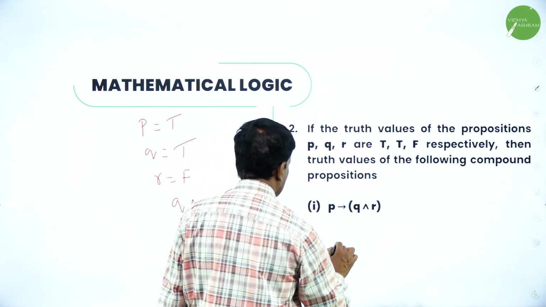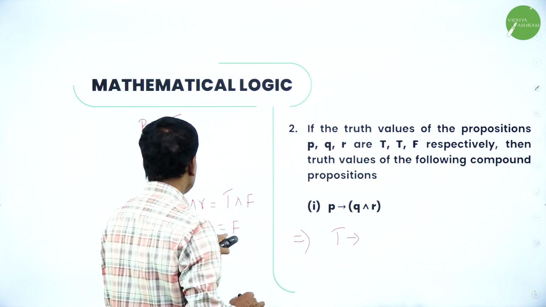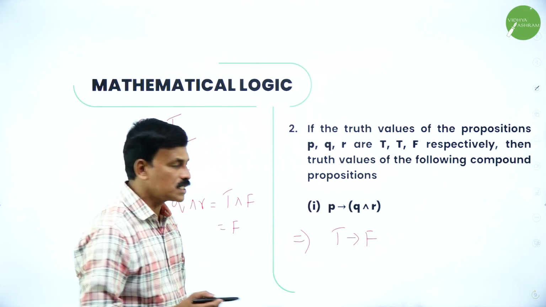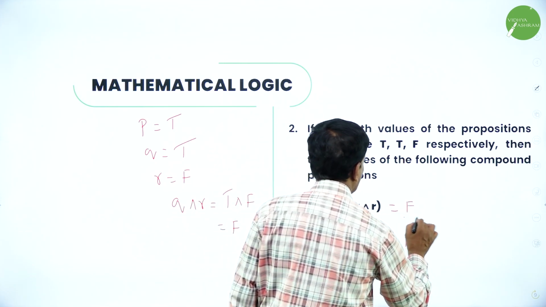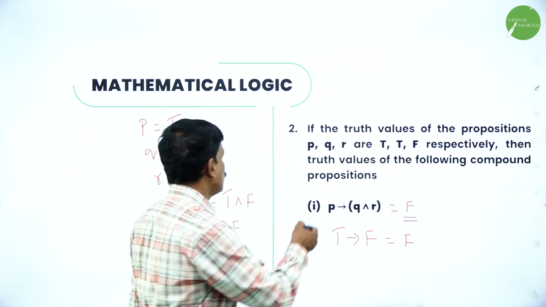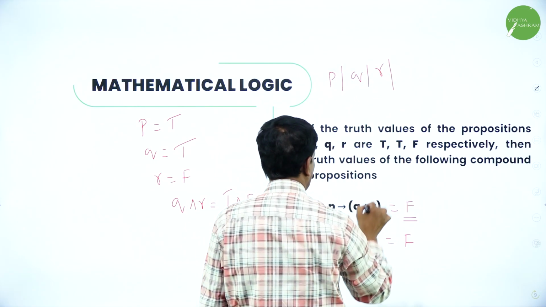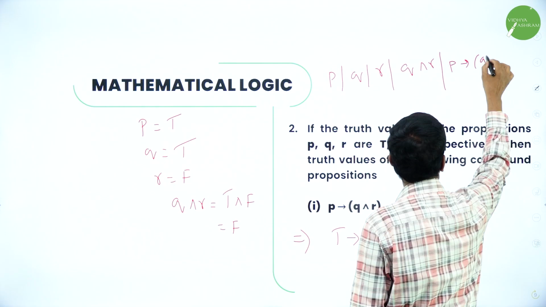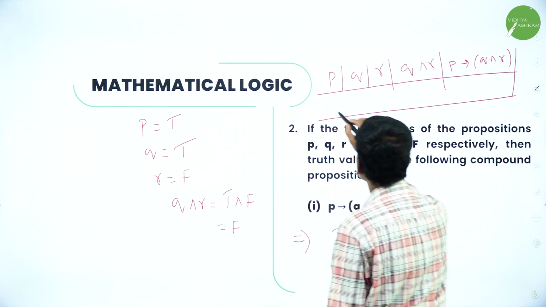So this can be written as P, which is true, conditional to Q conjunction R, which is false. That's equal to true and false. In case of a conditional, true and false is false. So this is equal to a false statement. Otherwise, if you want, you can construct a truth table for this. Here what is given? P, Q, R, and then Q conjunction R, and then P conditional to Q conjunction R. So if you want, you can also write like this.